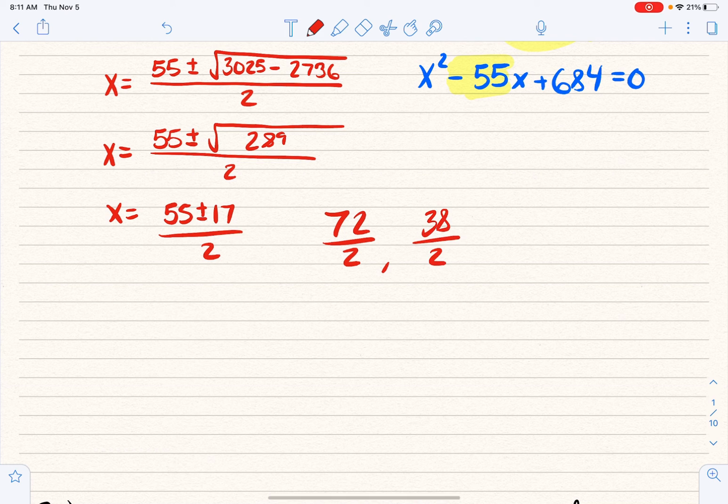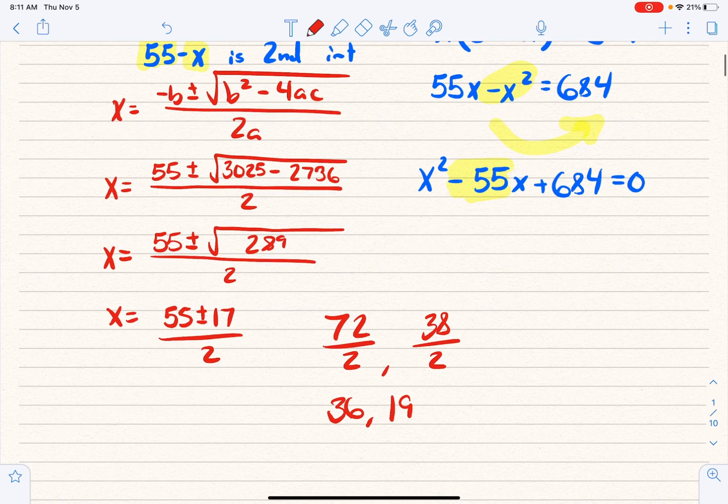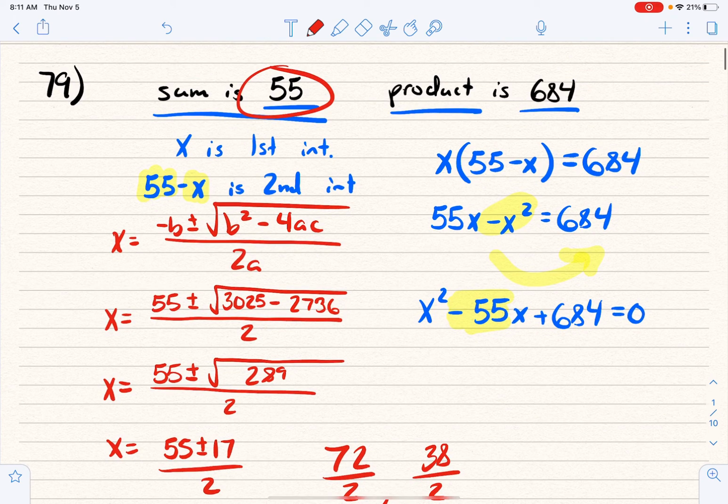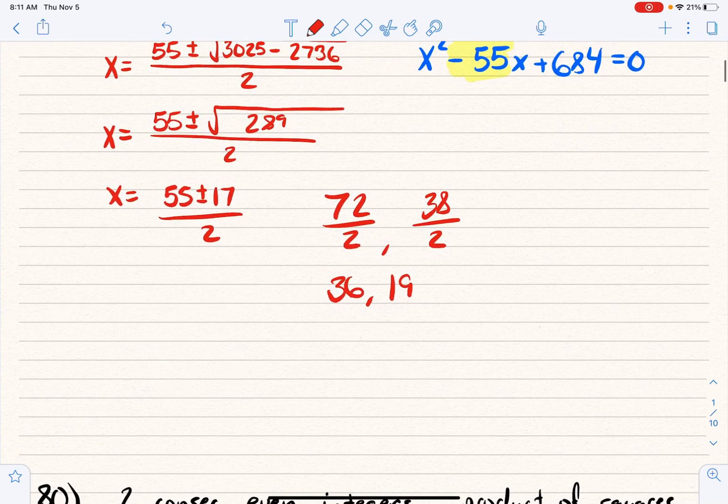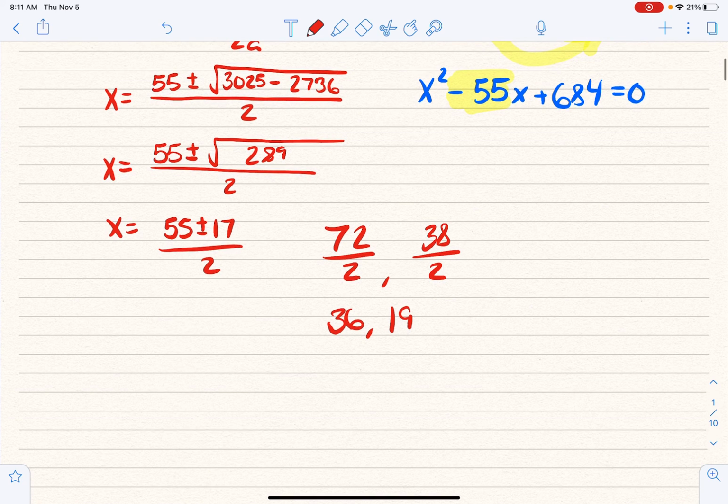38 over 2. And then at this point, I can just simplify that and go, well, 72 divided by 2 is 36. 38 divided by 2 is 19. And a quick check is to go, do these two numbers add up and give me the 55 that they're supposed to? And they do. 36 plus 19 is 55. So this makes sense. And then I can multiply them, and 36 times 19 does give me that 684 it's supposed to. So those are my two values.